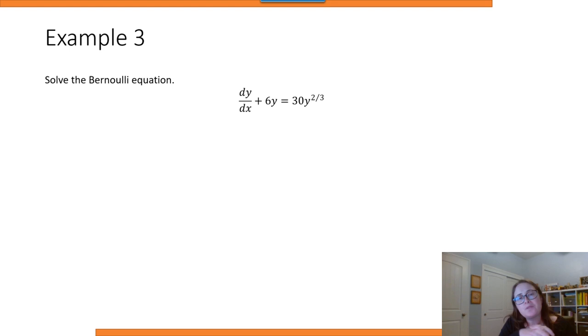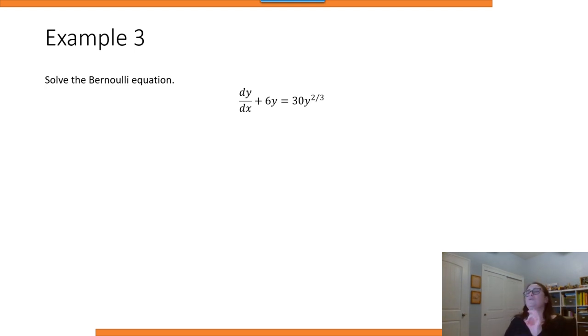All right, we want to solve the Bernoulli equation, dy dx plus 6y equals 30y to the 2/3. Okay, so it's definitely in that form. I have the derivative plus some function of x, which there's no x in there, but I have a function times y equals some other function times y to a power. Okay, and notice the power does not have to be an integer. 2/3 does qualify as a Bernoulli equation.